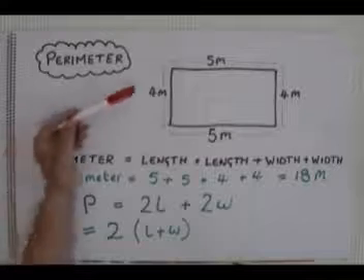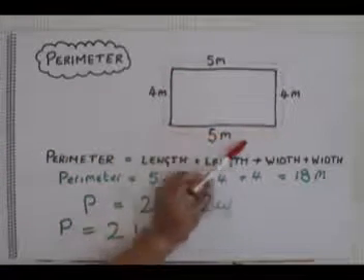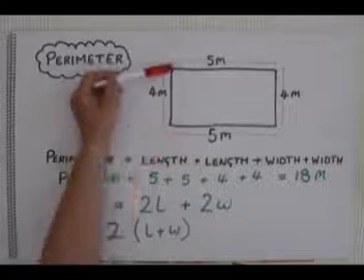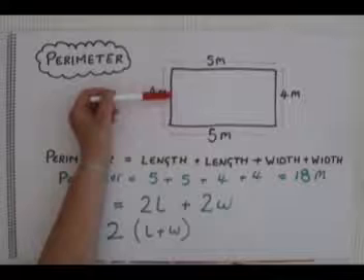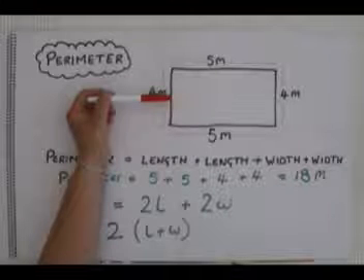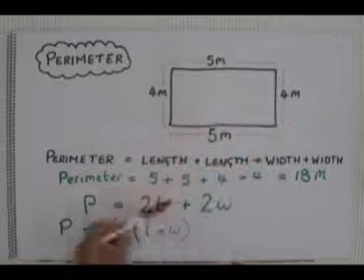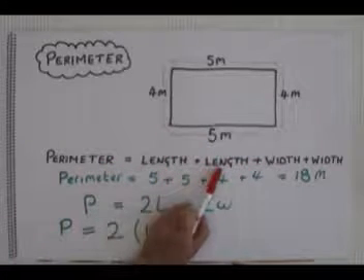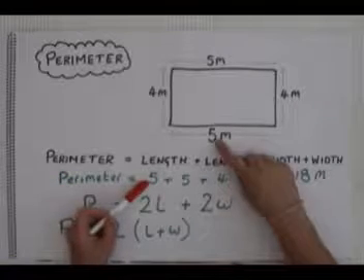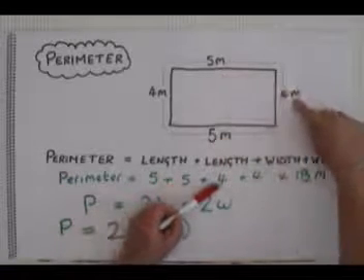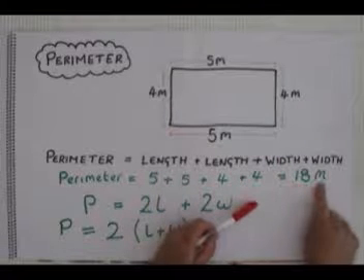In this example, we have a rectangular shape measuring 5 metres by 4 metres by 5 metres by 4 metres. Notice that once again all of our measurements are shown in metres. To work out the perimeter, you would simply add together all of these measurements. Perimeter equals length plus length plus width plus width. So the perimeter equals 5 plus 5 plus 4 plus 4, which comes to a total of 18 metres.